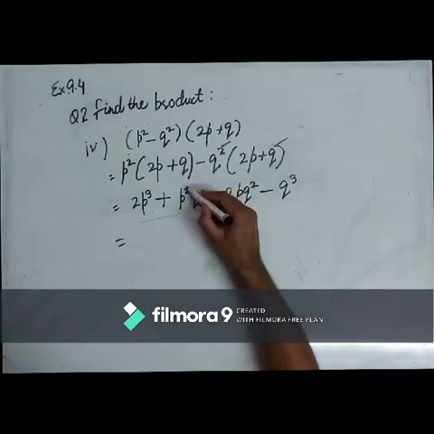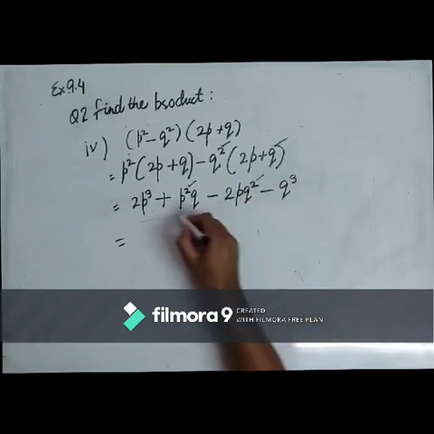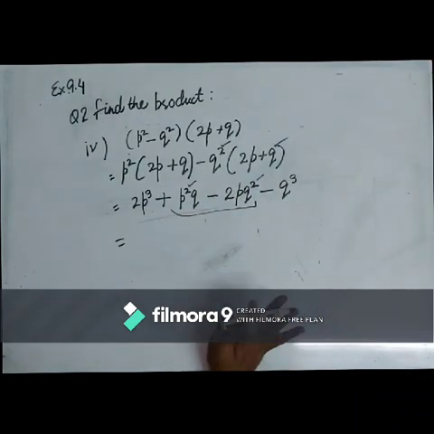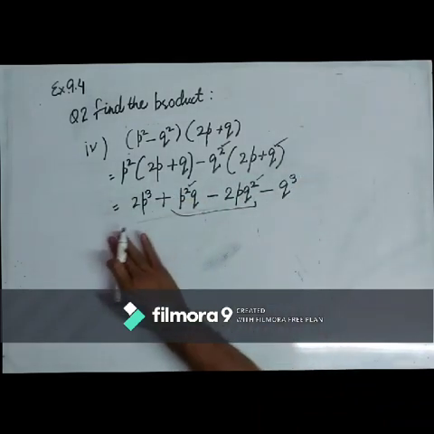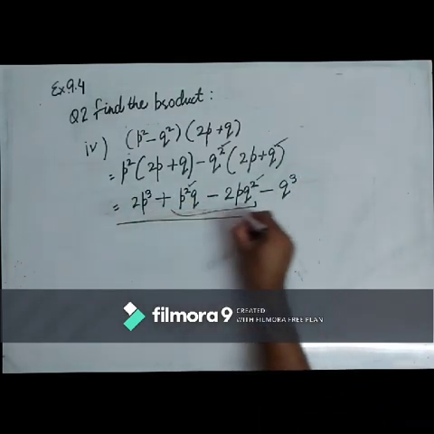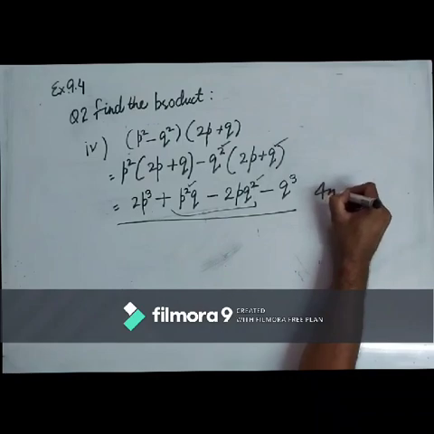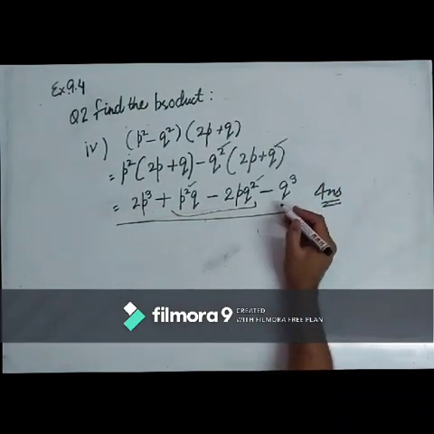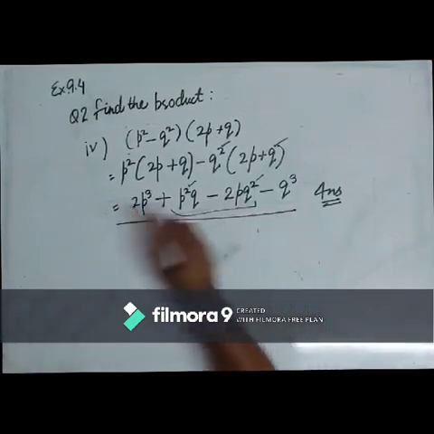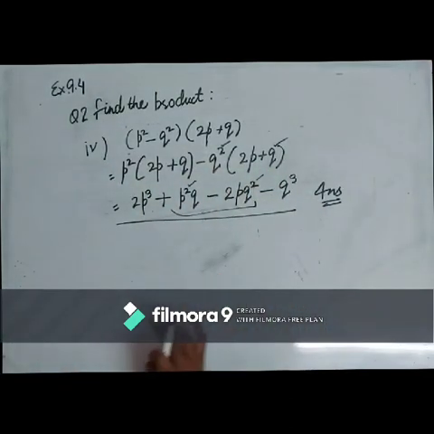Here is p square and here is q square. So these two are unlike terms here, right? These two are unlike terms. Q cube and p cube are again unlike terms. So all these terms are unlike terms, and this is your answer. When you have all unlike terms in a question, you cannot do anything with it. So this will be your part number 4, question number 2, exercise 9.2.